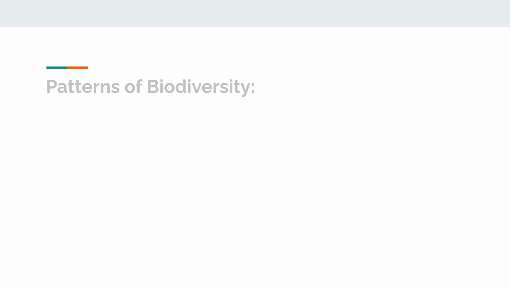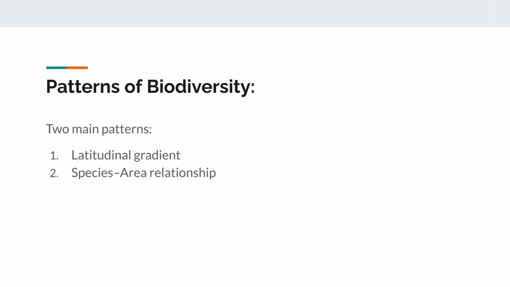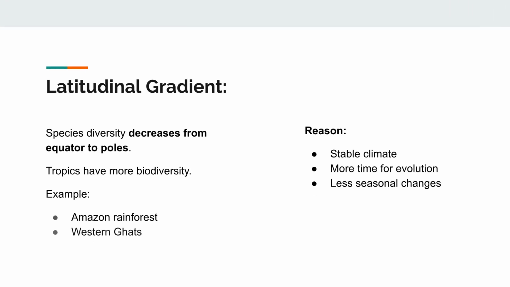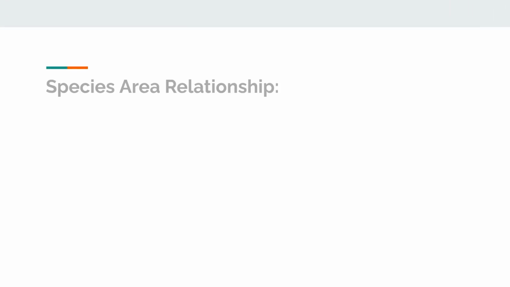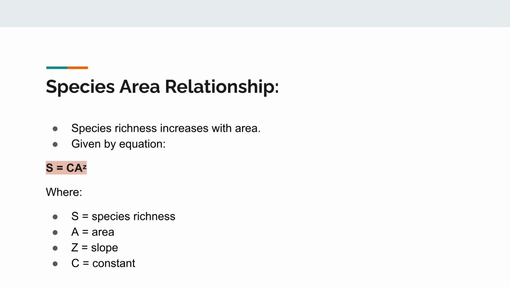The patterns of biodiversity can be broadly categorized into two main areas: the latitudinal gradient and the species-area relationship. The latitudinal gradient shows that species diversity decreases as you move from the equator to the poles. The tropics have more biodiversity due to stable climates, more time for evolution, and less seasonal changes. The species-area relationship suggests that species richness increases with area, defined by the equation S equals C multiplied by A to the power of Z, where S is species richness and A is area.